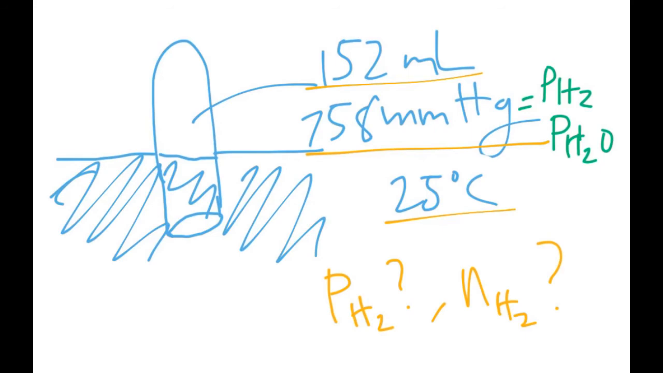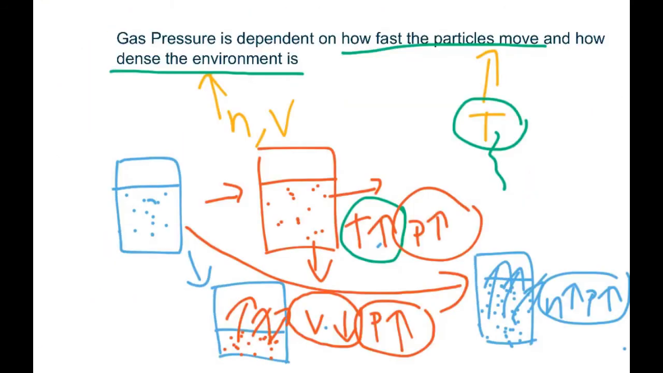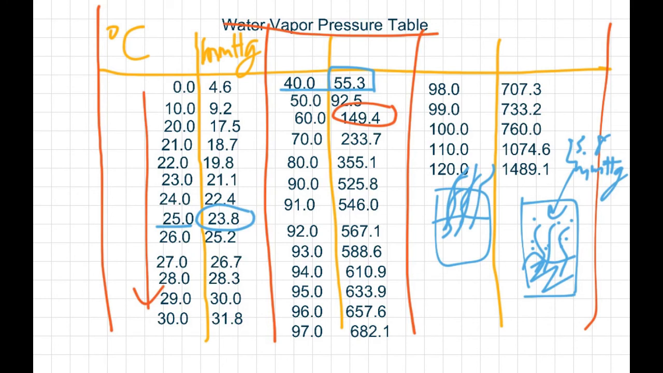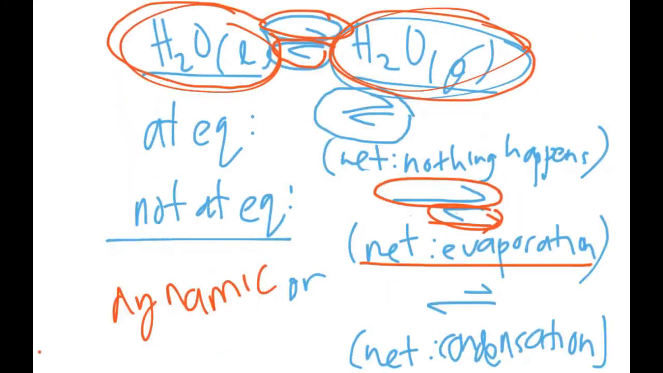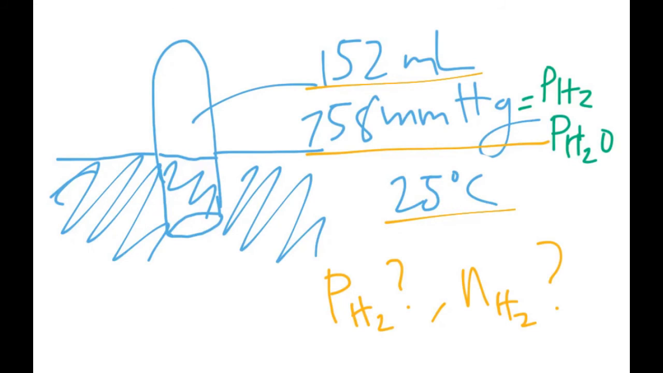Now, we could find the partial pressure of the water vapor by looking at our table, which shows us the different vapor pressures for water at different temperatures. So at 25 degrees Celsius, it seems like the pressure of the water is going to be 23.8 millimeters of mercury. So let's use that to our advantage. I think I skipped a slide too far. Oh, there you go. So we know that 758 is equal to the pressure of H2 plus the partial pressure of H2O, which is 23.8.